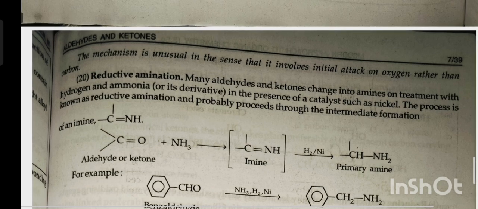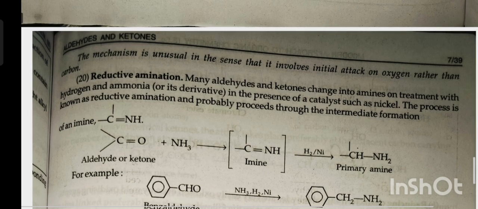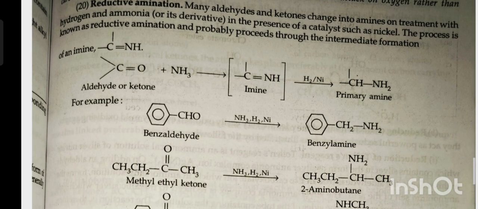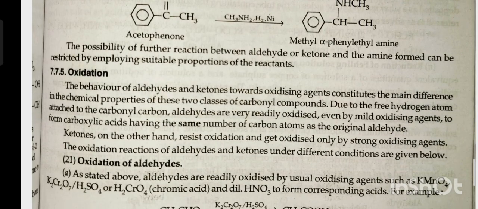Reductive amination. Many aldehydes and ketones change into amines when treated with hydrogen and ammonia in the presence of a catalyst such as nickel. The process is known as reductive amination and probably proceeds through the intermediate formation of an imine. Aldehyde or ketone in the presence of ammonia gives an imine, which is then reduced in the presence of hydrogen and nickel to give primary amine. The possibility of a further reaction between the aldehyde or ketone and the amine formed can be restricted by employing a suitable proportion of reactants.